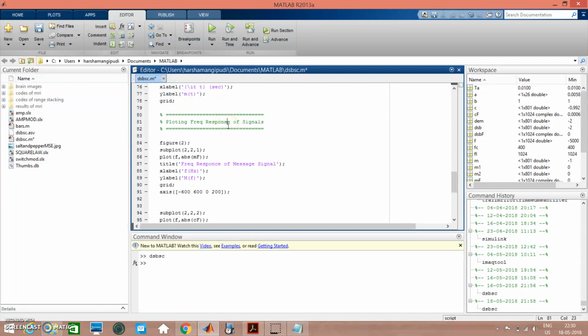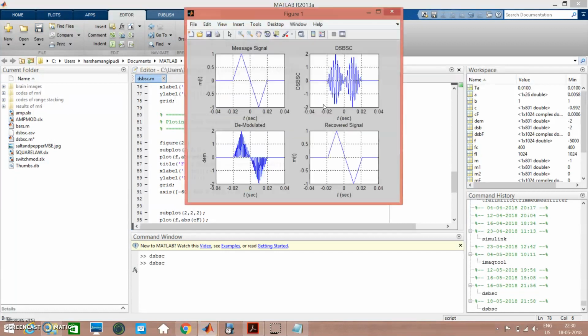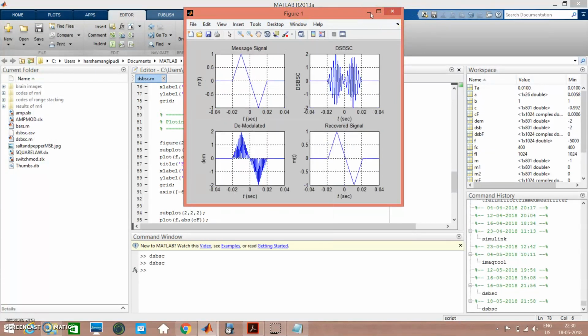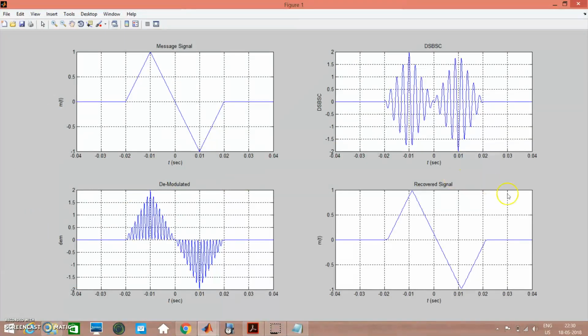Now let us save it and run it. See here, first, all of these are in the time domain. This is my message signal, and here is my DSBSC modulated signal. This is my demodulated signal. After filtering, I'll get the recovered signal like this. You can see there is a small aliasing here; if you compare this and this, there is just a small time gap. This is due to the noise present in the receiver.